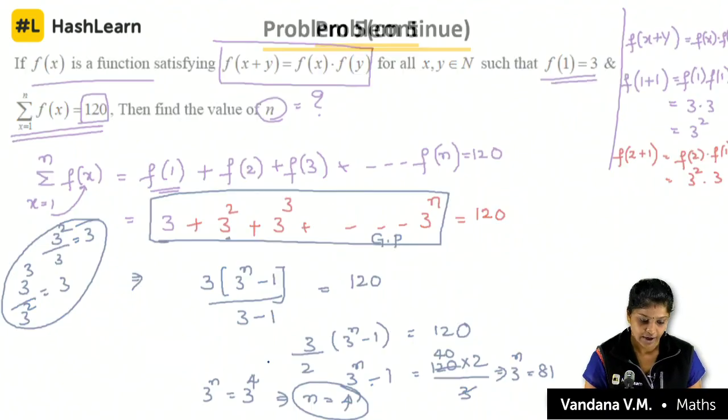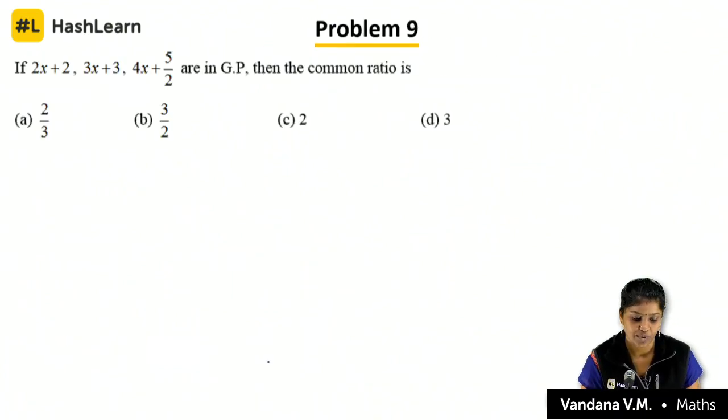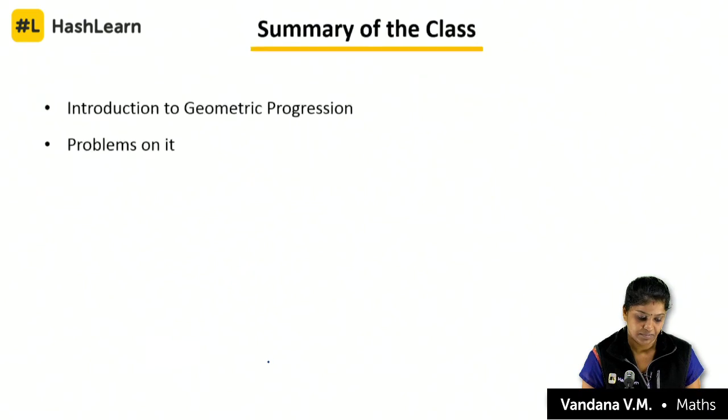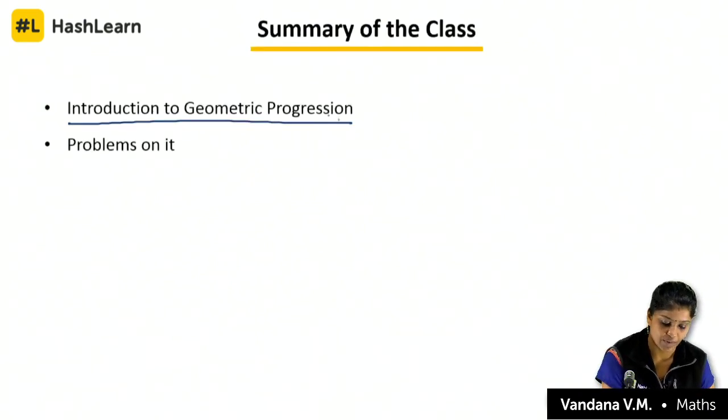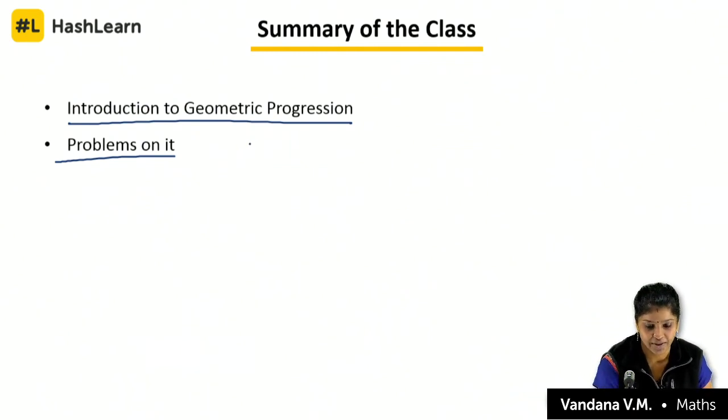Yes. Actually, I planned many questions for you, but there is no time to solve them. I explained what is geometric progression and we did some problems on it. What is geometric progression? Common ratio. And how do we represent this? A, AR, AR square and so on, AR power n.